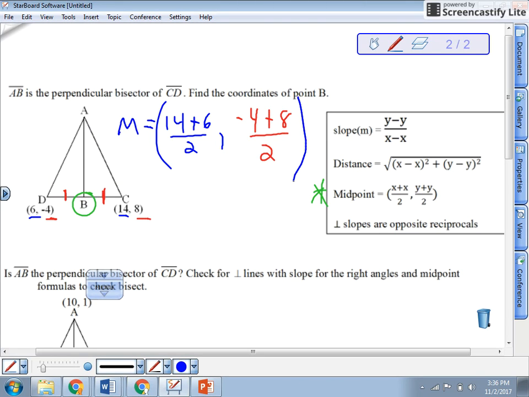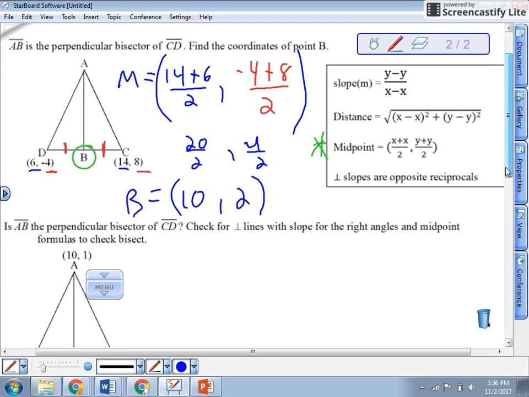So 14 plus 6 is 20, divided by 2. And then -4 plus 8 is 4, divided by 2. So 20 divided by 2 is 10, and 4 divided by 2 is 2. So that is my midpoint. That is B equals that point right there.